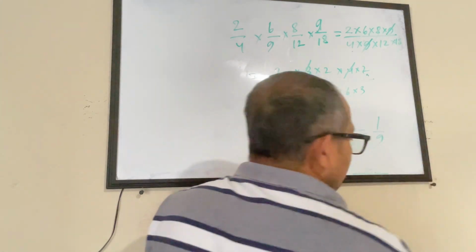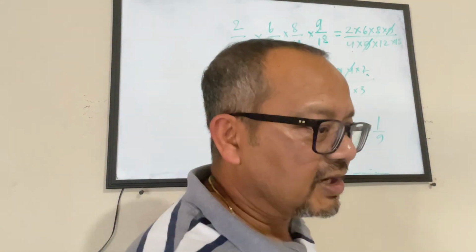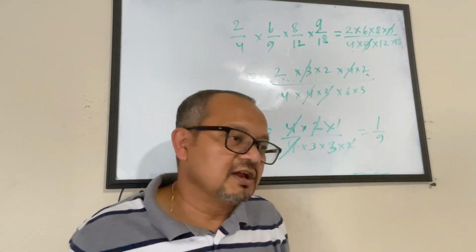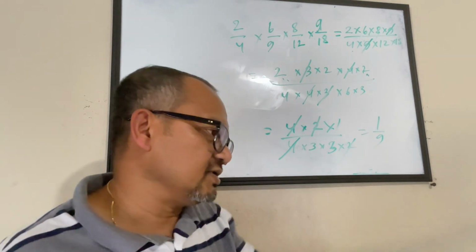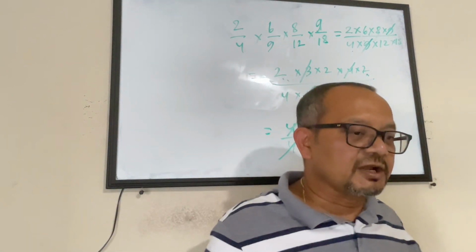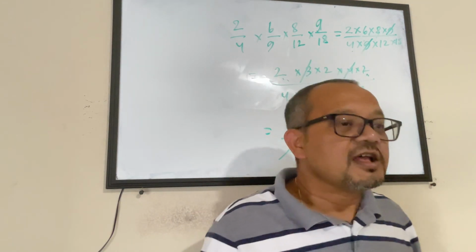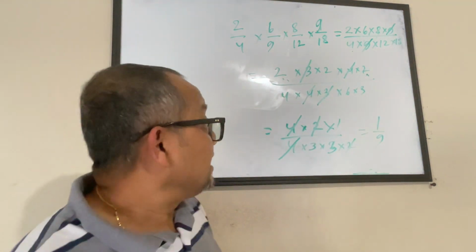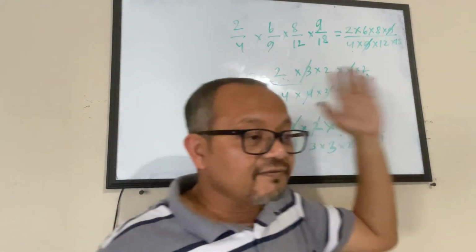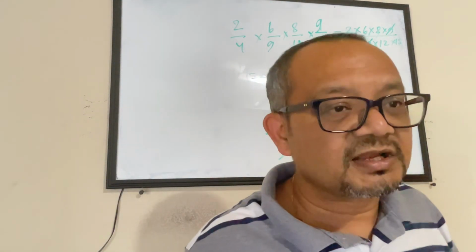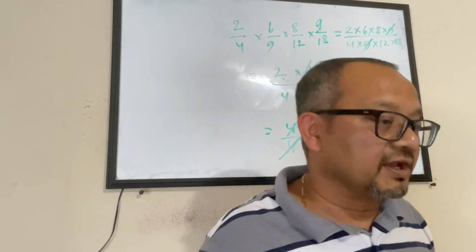1 by 9. So Yaganya got 1 by 9, matching with my answer. Yaganya is right. I was also right. You are also right. Who all got 1 by 9? Everybody? Wonderful, wonderful. So, here the thing is, when you're dealing with fraction multiplications, this is the most fun thing.